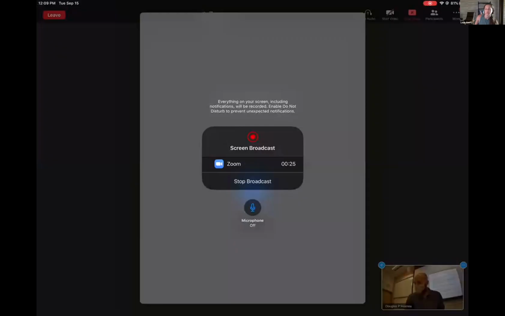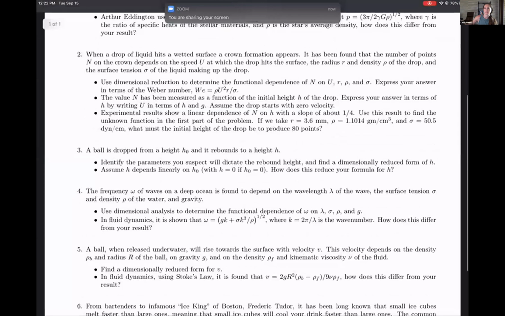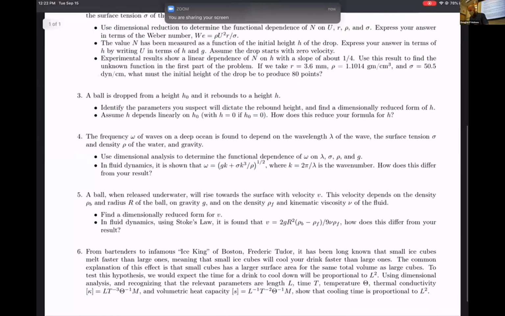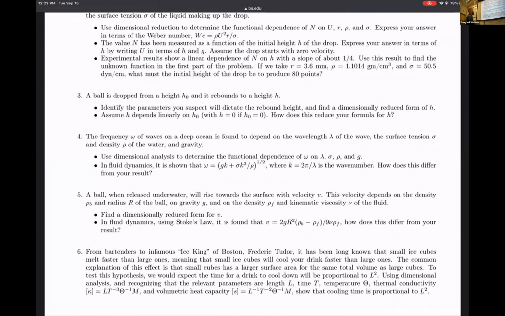Question 4. Okay, deep ocean waves. You can see my screen. The frequency of deep ocean waves, omega, is found to depend on the wavelength of the wave, the surface tension, the density of the water, and gravity. So we use dimensional analysis to determine the functional dependence, and then compare this with the known solution.